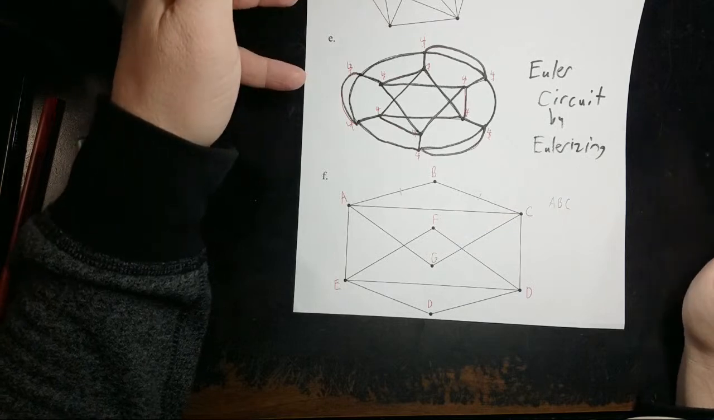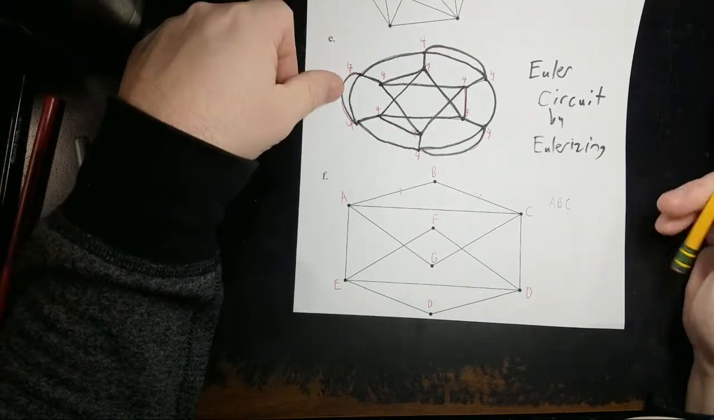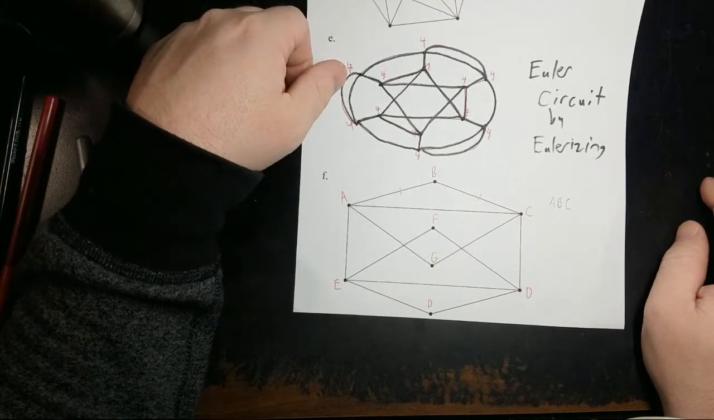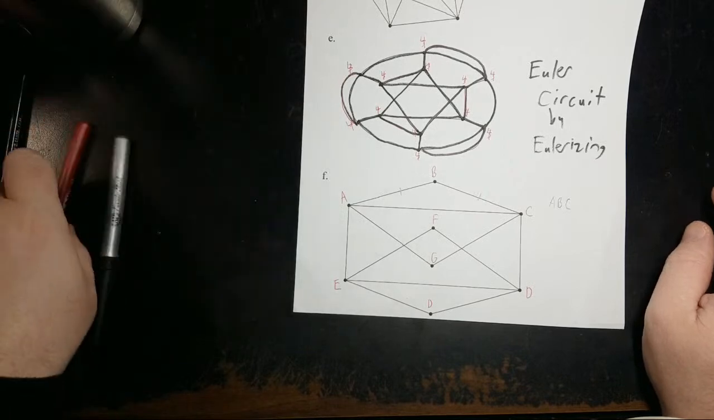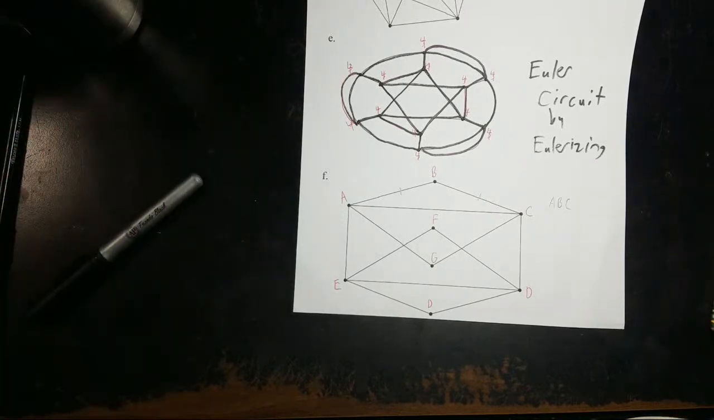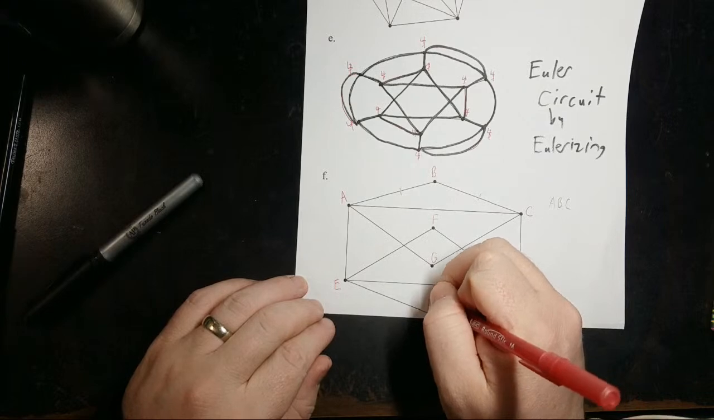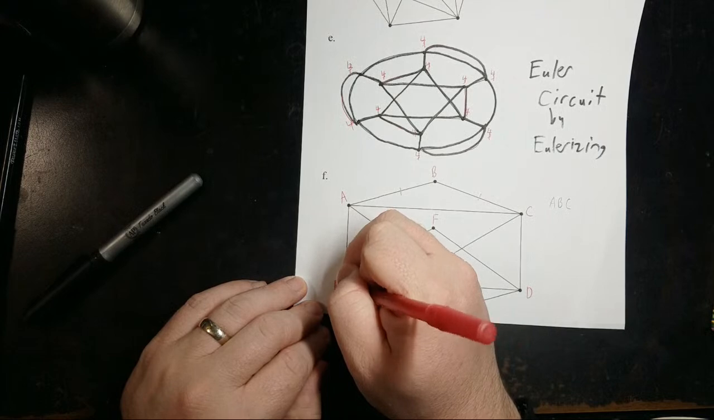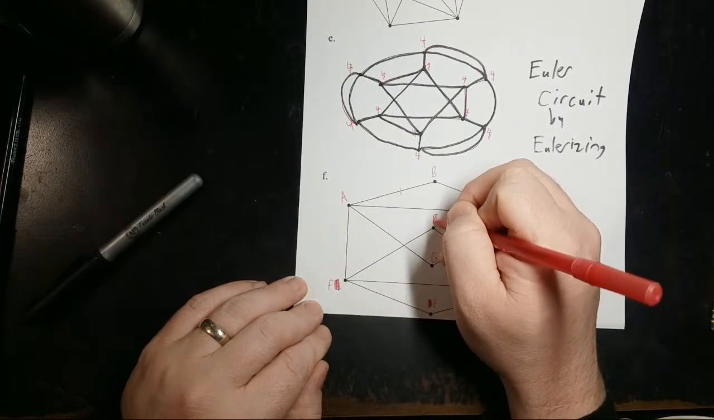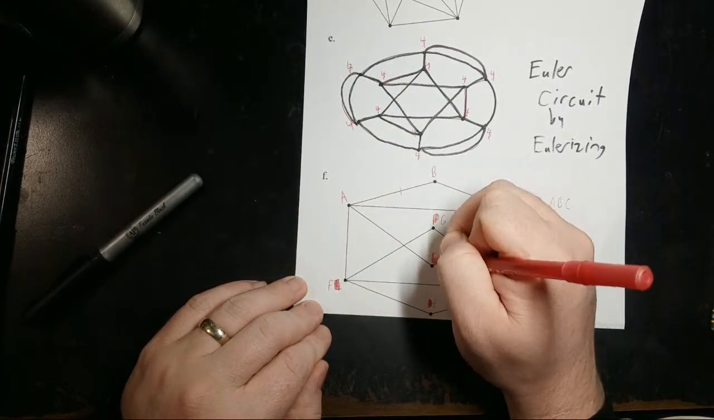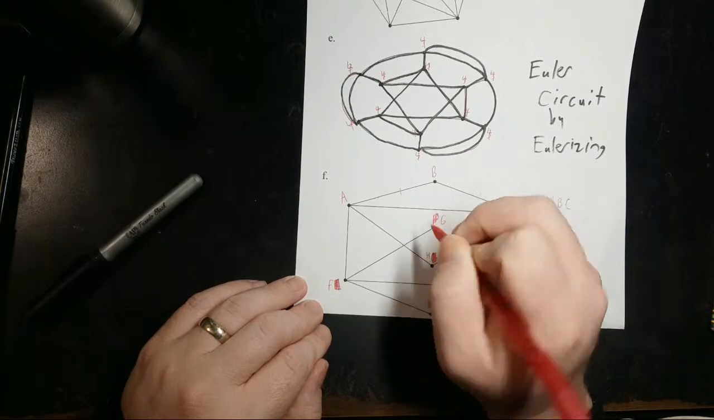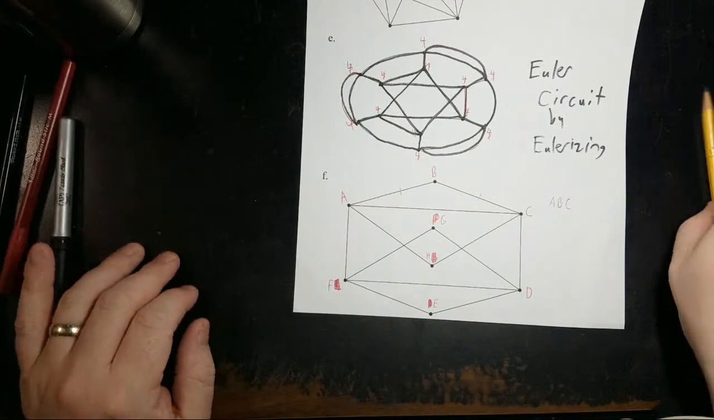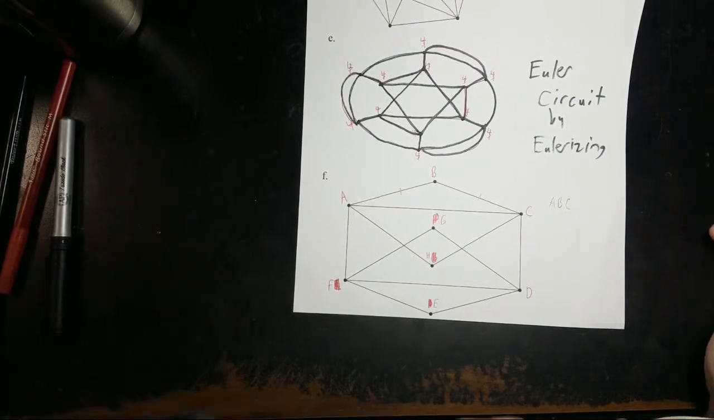Oh, did nobody call me out on that? Did nobody call me out on the fact that I labeled two of these vertices D? Kyle, where were you? I labeled two of these vertices D and no one said a word. Kyle. Not even in this class. A, B, C, D, E, F, G, H. Kyle. Anyway.